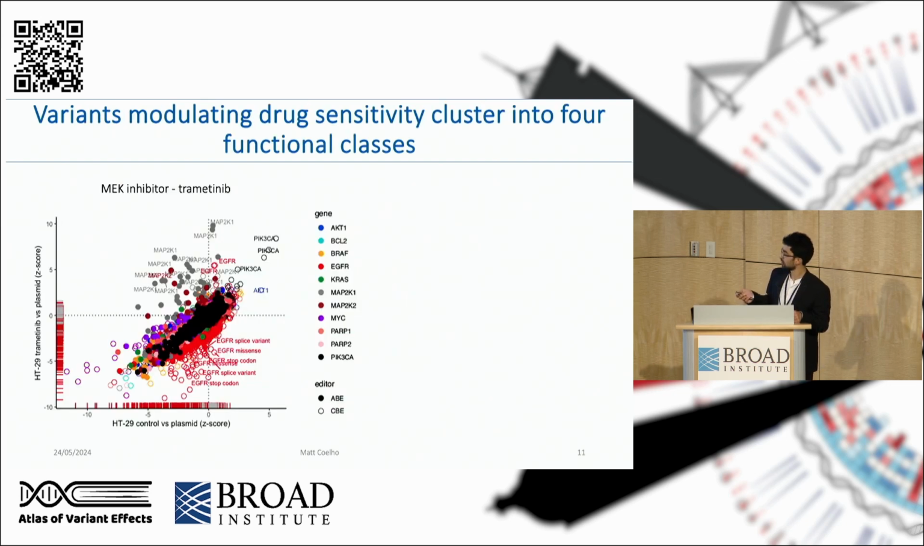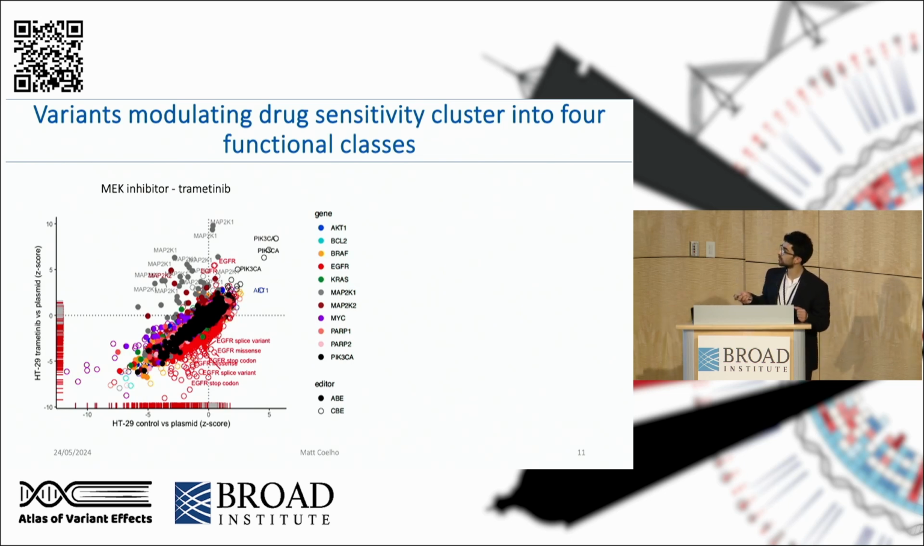And I'd just like to show you what some of these data look like for a MEK inhibitor, trametinib. So each dot, again, is a different variant. This is the growth of the cells in the absence of drug, and on the y-axis is in the presence of drug. So anything off the diagonal is something which is a drug sensitizing or mutation which causes resistance.